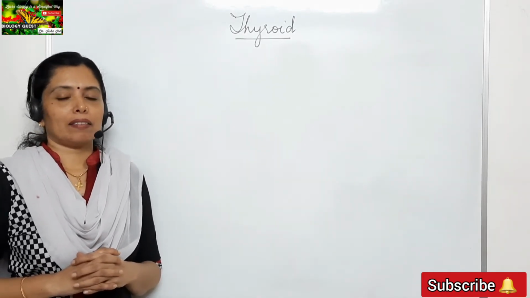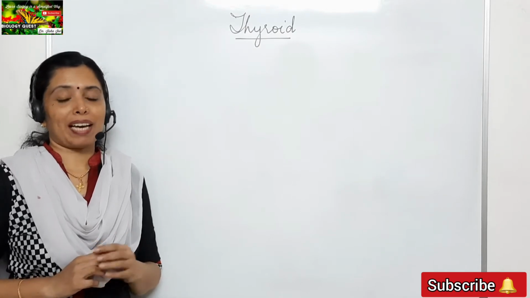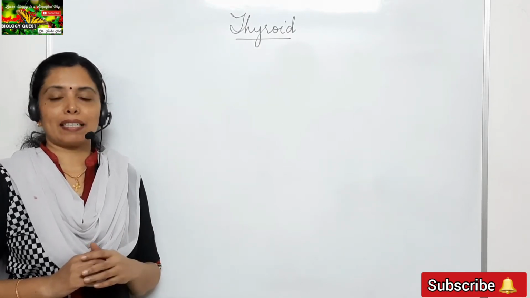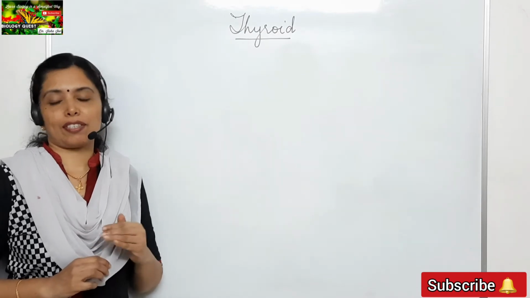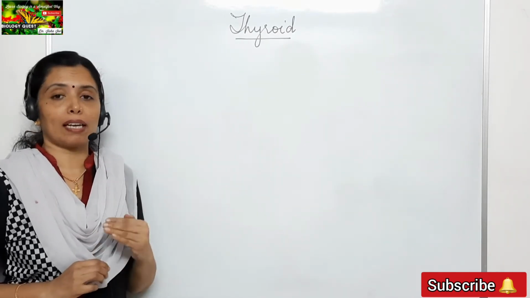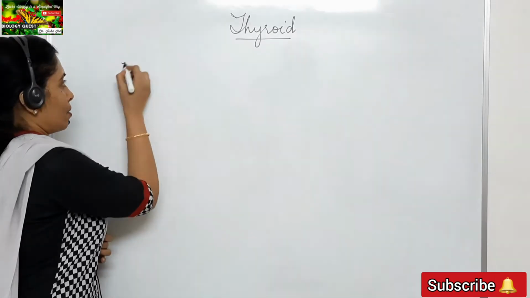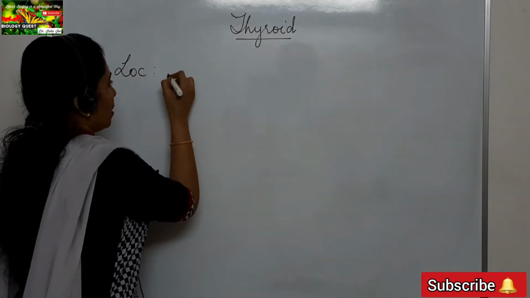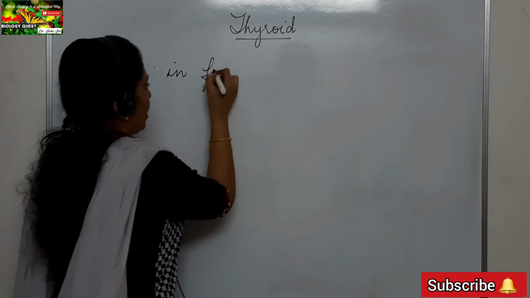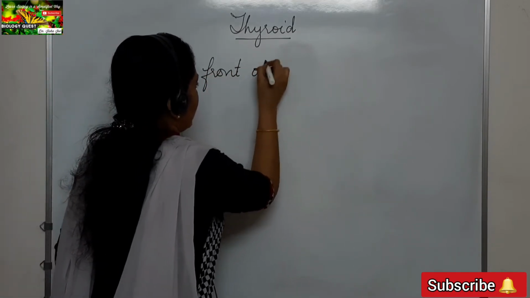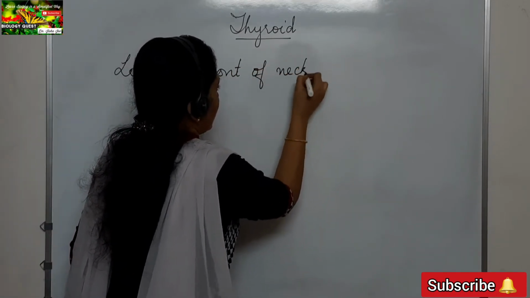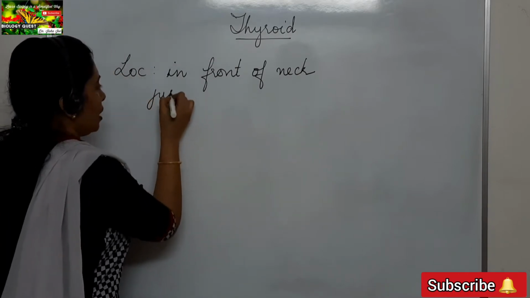And if we look at the location, where is it located? It is located in front of the neck, just below the larynx. Just below the larynx, in front of the neck, the thyroid gland is located. So that is the location, in front of the neck, just below the larynx.